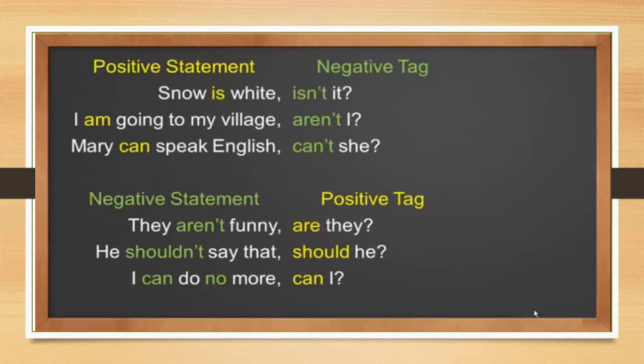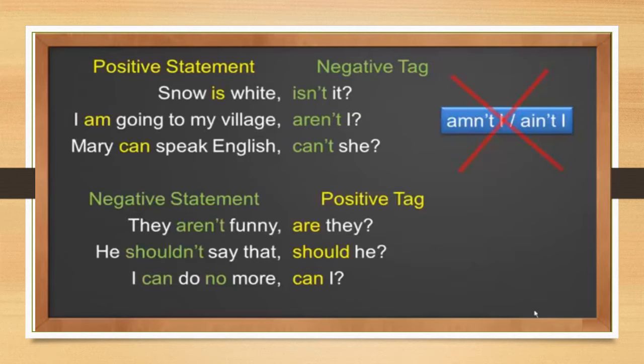We use isn't because it is the opposite of the verb is. We use it because snow is an object. So isn't it? Similarly, I am going to my village. Over here the auxiliary verb is am, and remember the opposite of am is aren't. Aren't I? Because I am, the pronoun was I, so we use aren't I. Remember, we should not use amn't I or ain't I, especially in formal English. We use aren't as the opposite of am.